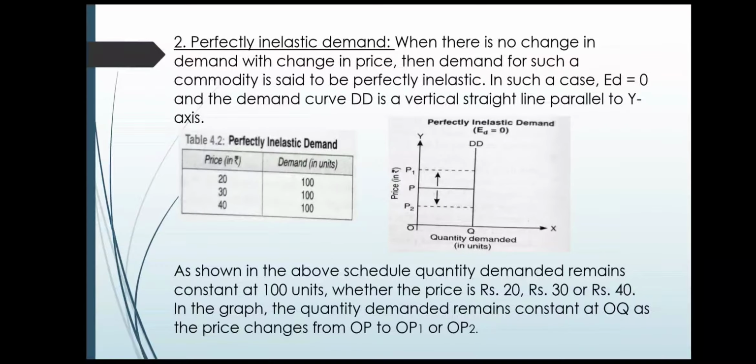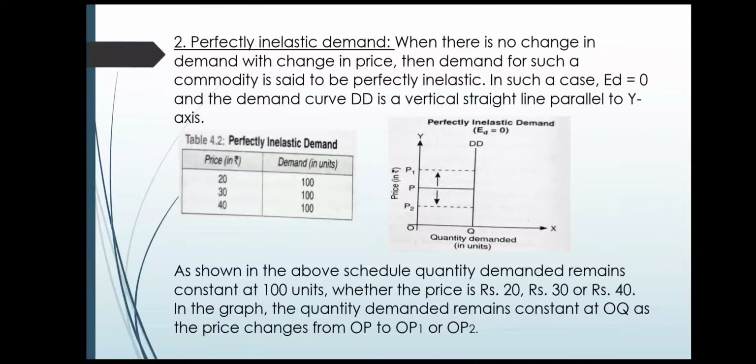The second degree of elasticity is perfectly inelastic demand. When there is no change in demand with change in price, then demand for such a commodity is said to be perfectly inelastic. In such a case, elasticity of demand is equal to 0 and the demand curve DD is a vertical straight line parallel to y axis. So over here you can see in the schedule that the price is rising. Even then there is no effect on quantity demanded.